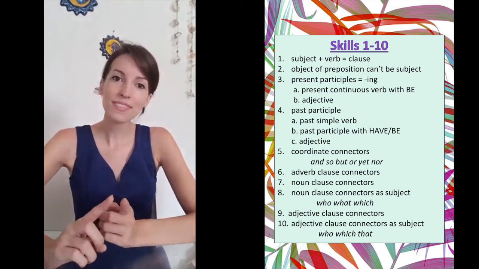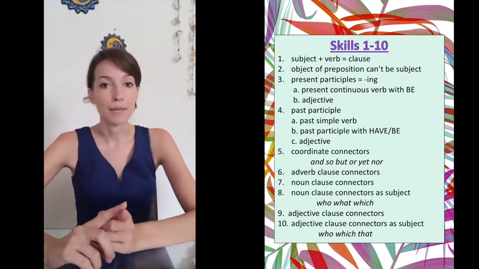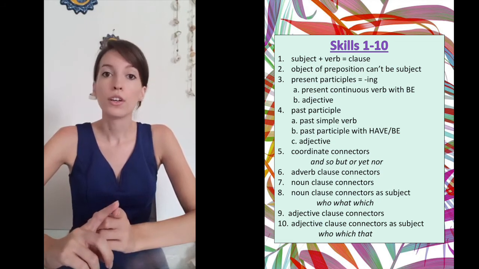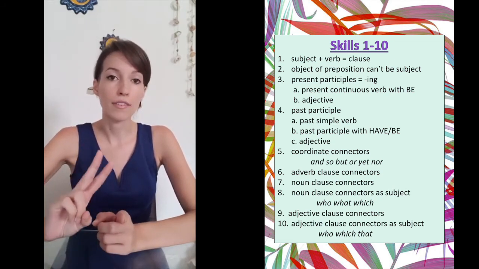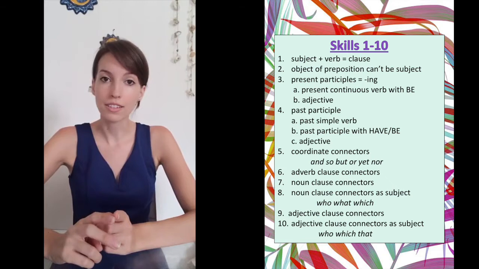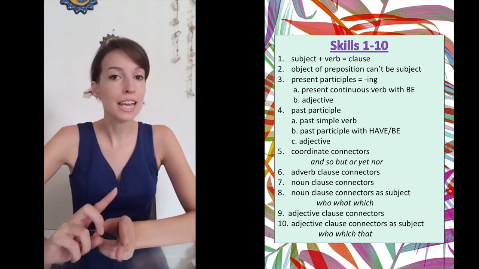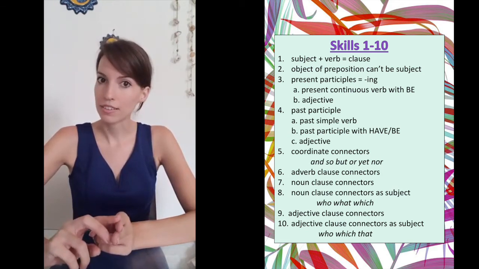Hello, TOEFL students. So far, we have learned 10 skills for TOEFL structure questions 1 through 15. So today, we're going to review those skills. Skill 1 is that a subject and a verb make a clause. Remember, you only need a connector if you have 2 or more clauses. Skill 2 is that objects of the preposition cannot be subjects.